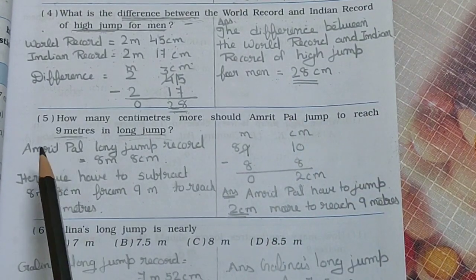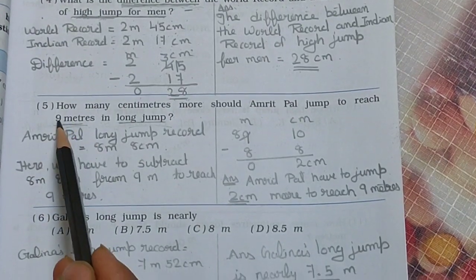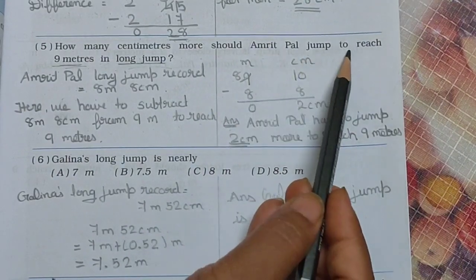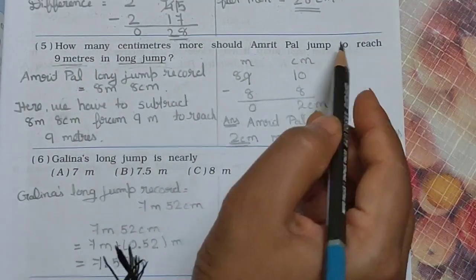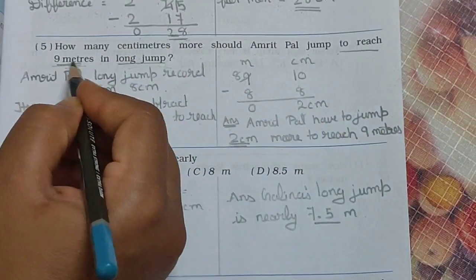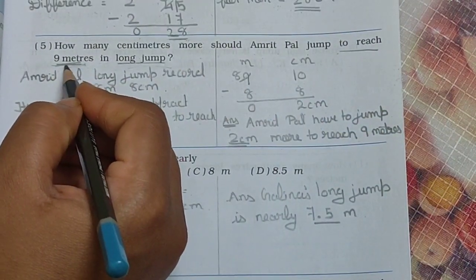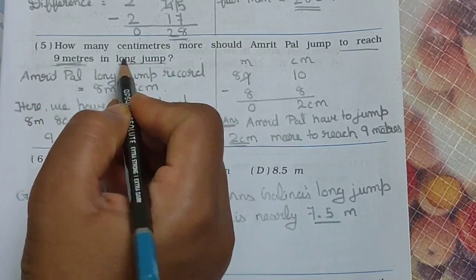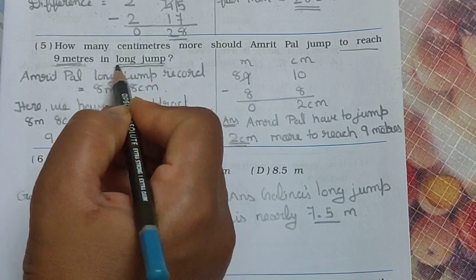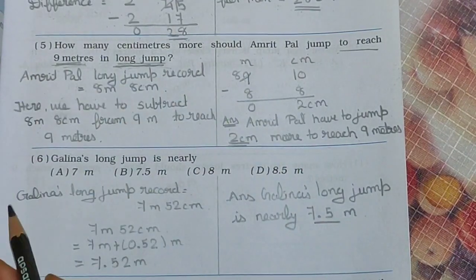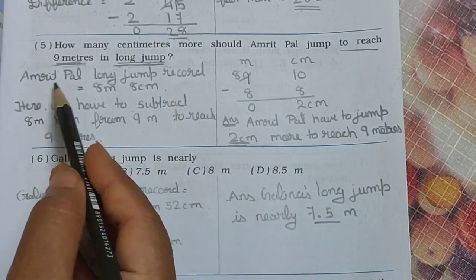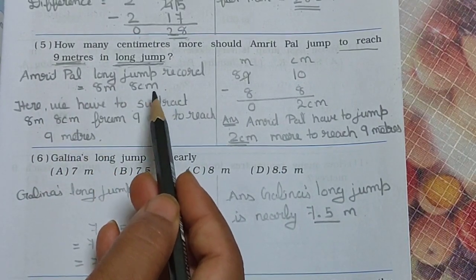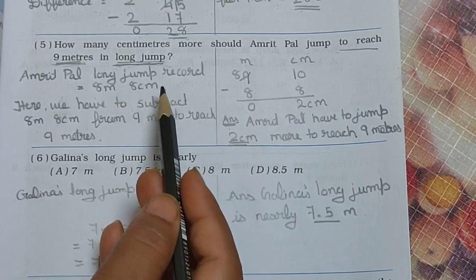Okay, now see the fifth one. How many centimeters more should Amrit Pal jump to reach 9 meters? Here they ask, to reach 9 meters, how many more centimeters does he need in a long jump. Here also they are talking about long jump. See in the table, Amrit Pal's long jump record is equal to 8 meter 8 centimeter, right?